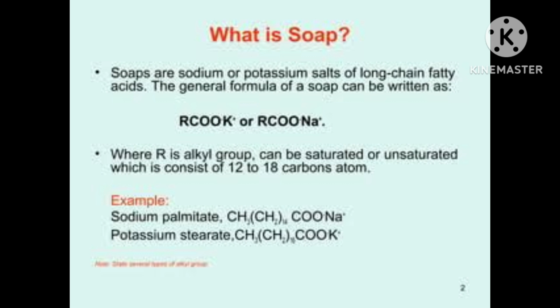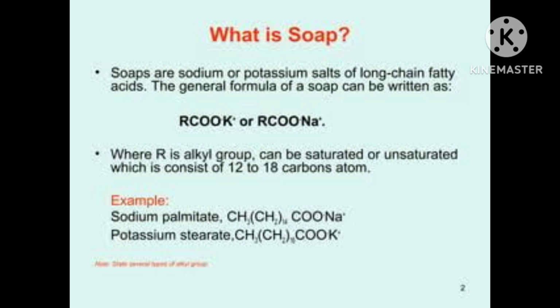The sum of temporary and permanent hardness is called or referred to as total hardness of water. Total hardness of water means temporary hardness plus permanent hardness. The hardness of water is expressed in terms of equivalent calcium carbonate, or you can say in terms of calcium carbonate.